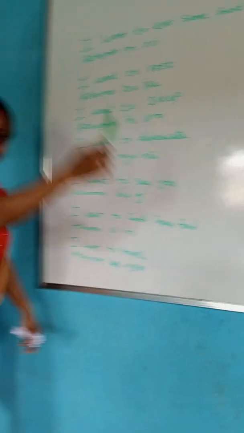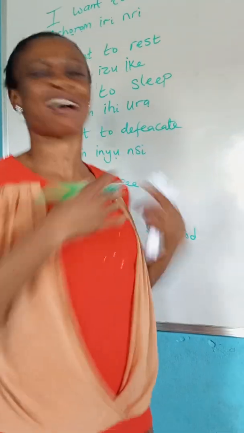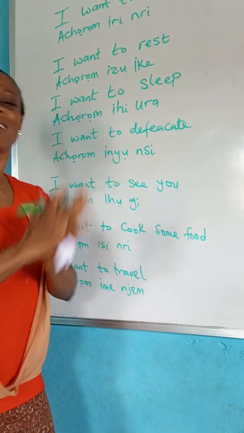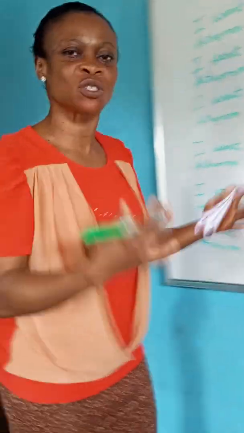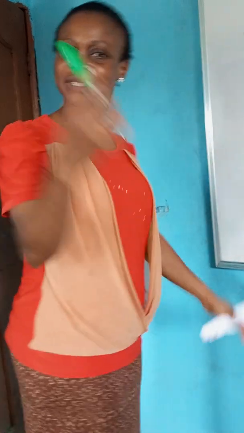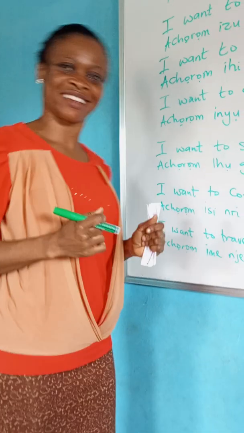The next one is, I want to rest. I want to have some rest. Oh, I'm tired. I need to rest. Please, no disturbance. Let me go and rest. I want to rest. This is how you should say it. Achọrọ m izu ike.